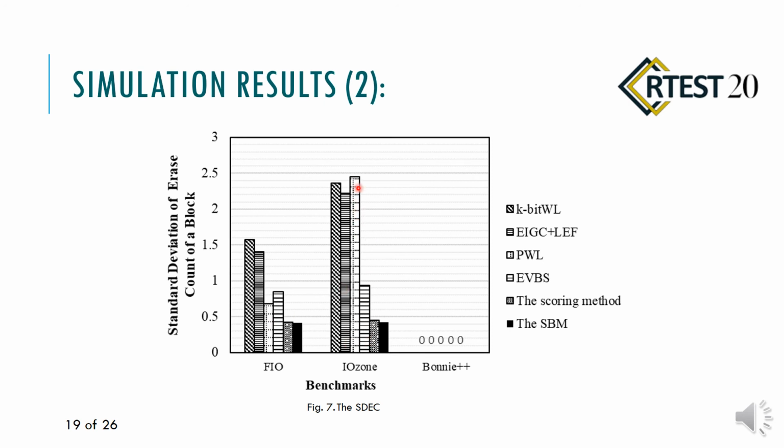Moreover, PWL is a method in which accuracy decreases more than other methods when the number of requests and their size increases. The SPM, its earlier version, and EVBS are showing stable results in IOZone and FIO benchmarks. While in Bunny++ no erase operation is done, all results are zeros.